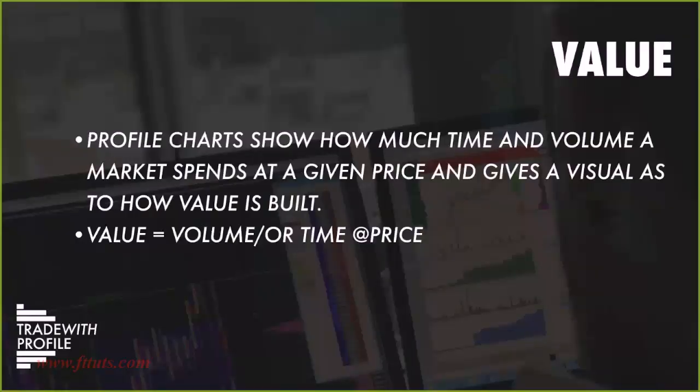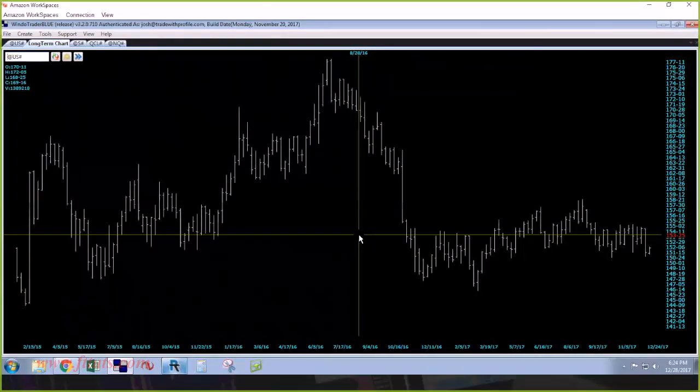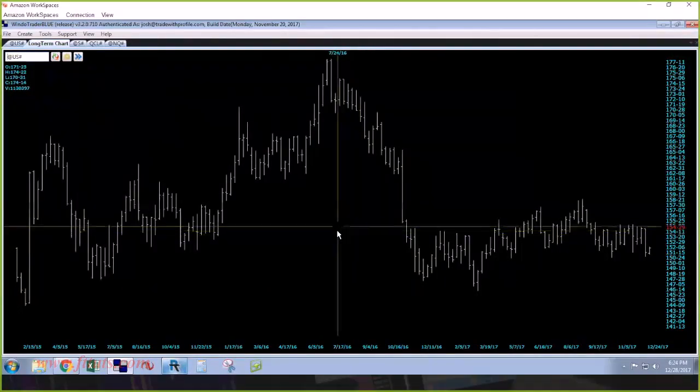This gives us an idea of where people are agreeing on price. So, for example, is there a specific stock or future or some product that you like to trade? I can pull it up here on a chart and we can take a look at what I mean by value. So this is a popular product.